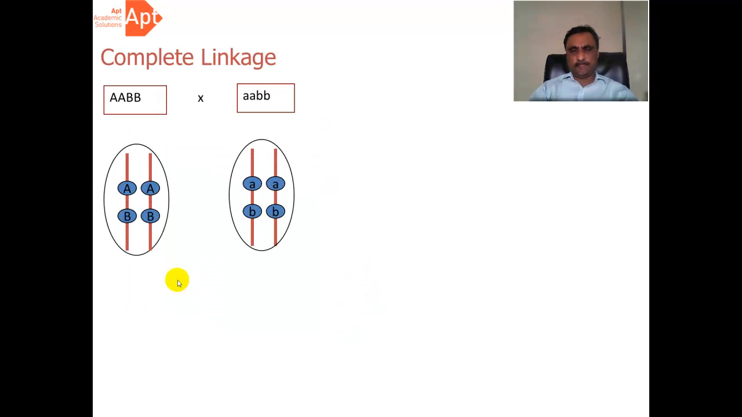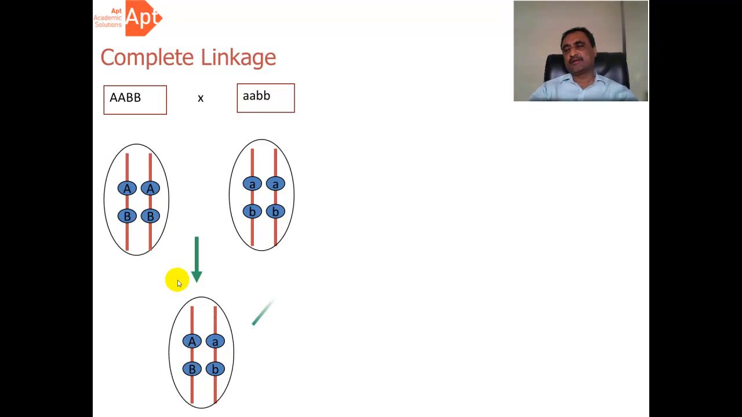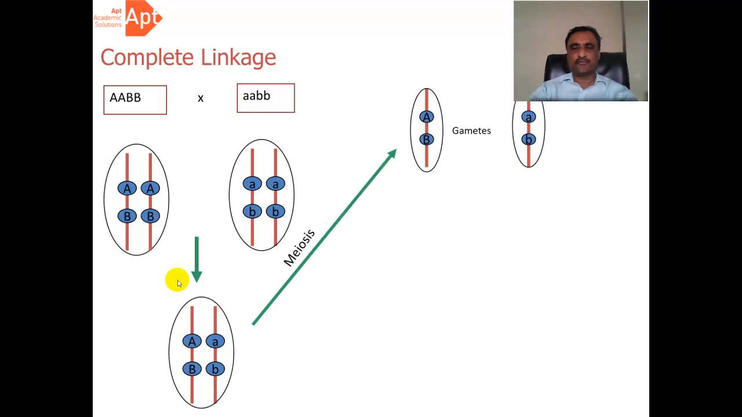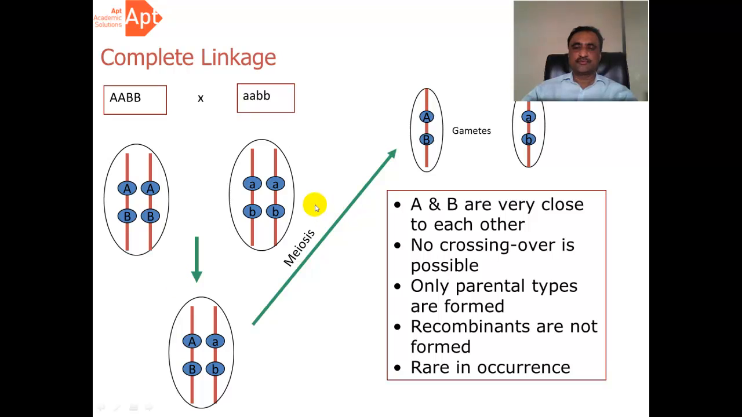Now, just see, I have taken one simple cross. That is a typical Mendelian cross, right? As a result of the cross, first we will get F1. In the F1, capital A, capital B, small b gametes will be formed. So if A and B are very close to each other, what will happen? There is no crossing over, and since there is no crossing over, only parental types are formed, recombinants are not formed. This is what we call complete linkage.